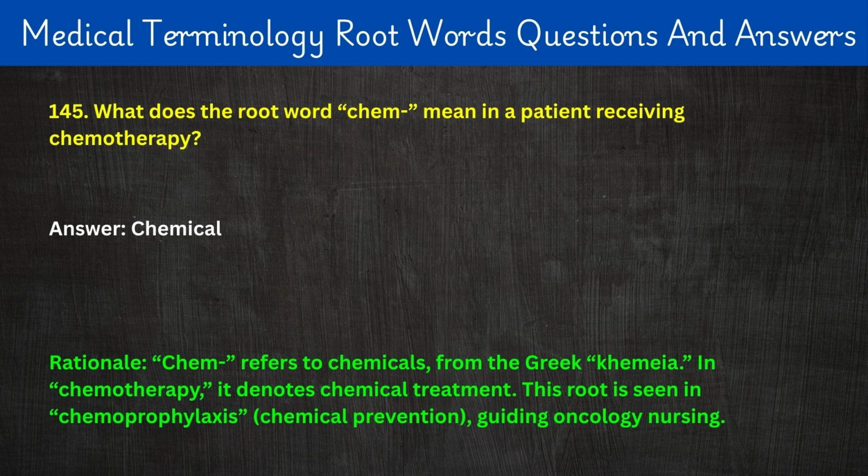145. What does the root word chem- mean in a patient receiving chemotherapy? Answer: chemical. Rationale: Chem- refers to chemicals, from the Greek chemia. In chemotherapy, it denotes chemical treatment. This root is seen in chemoprophylaxis, chemical prevention, guiding oncology nursing.